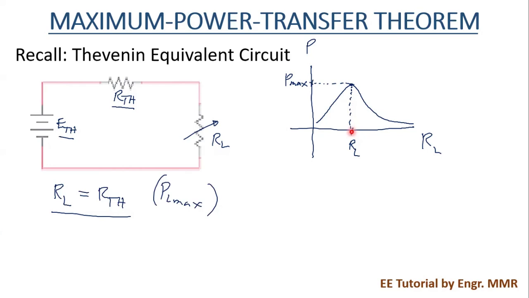As we see in the graph, when the RL is less than this value, the power will be a smaller value. When the RL gets a higher value, the power will also be a smaller value. So therefore, there is only one value of the RL at which the power delivered to the load will be a maximum. It is at this point, where this RL is equal to the RTH.